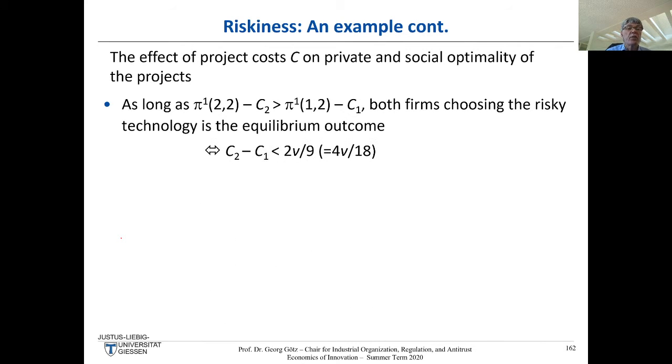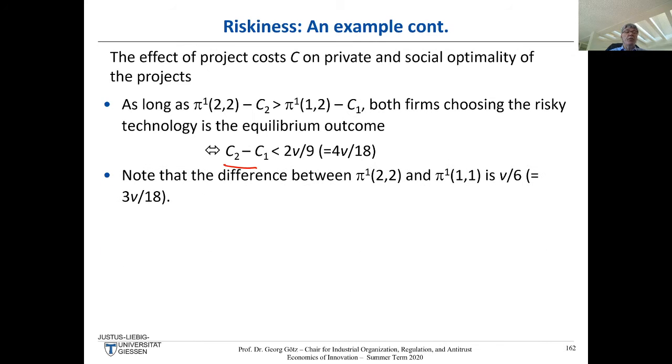And here is just what you get, this cost difference. If this cost difference is smaller than this difference in profits, firms choosing the risky technology is the equilibrium outcome. And what is clear, if you have any cost difference like this, if the cost of the risky project is higher, a monopolist would always choose the safe project. Okay, and now you can just calculate the range in which you get the risky project.